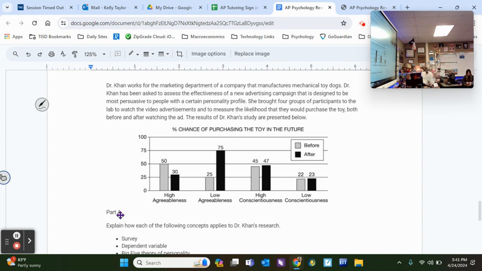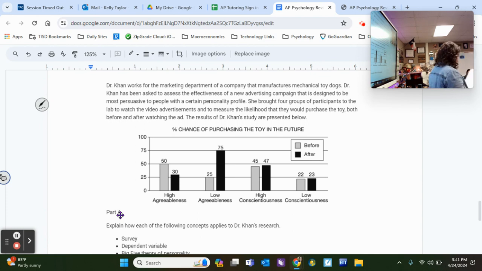Part A. Explain how each of the following concepts applies to Dr. Khan's research: survey, dependent variable, and big five theory of personality. So let's just look at A. Spend a couple of minutes talking about the survey, a minute on the dependent variable, and a minute on the Big Five personality. Go.